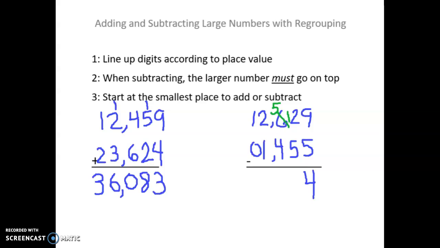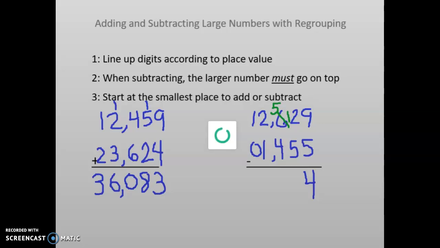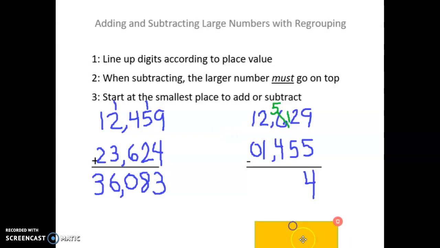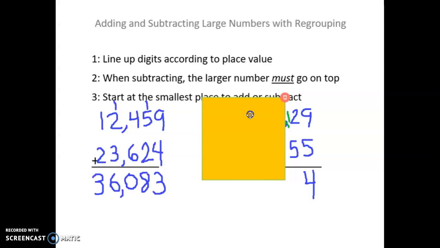If you get a little stuck when subtracting, use a piece of paper, maybe a sticky note or something along those lines, to help cover up these places that you don't need to be looking at just yet. So I'm going to use this sticky note to cover up my hundreds, thousands, and those larger places. So now I can just focus on the tens. I have 12 tens because I regrouped, and I now can subtract 5. So 12 minus 5 is 7.